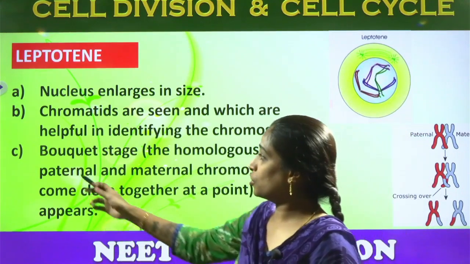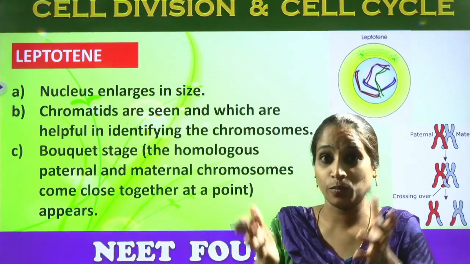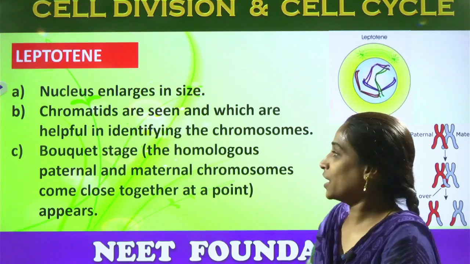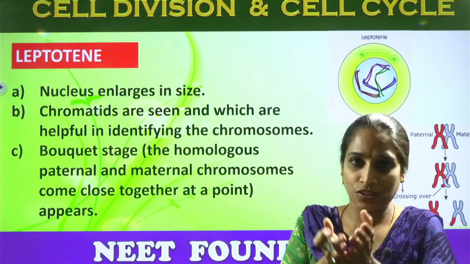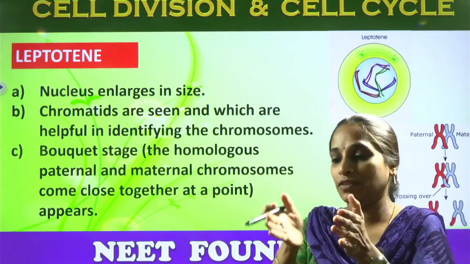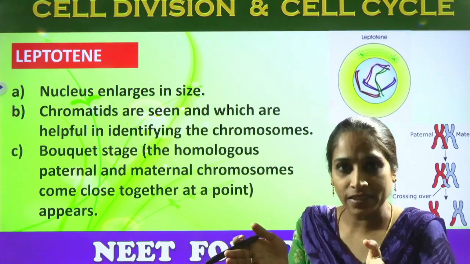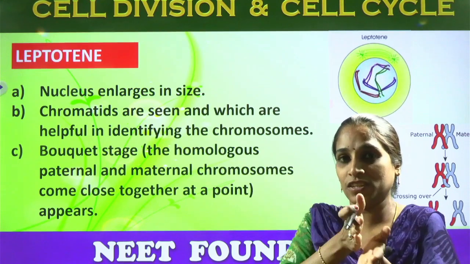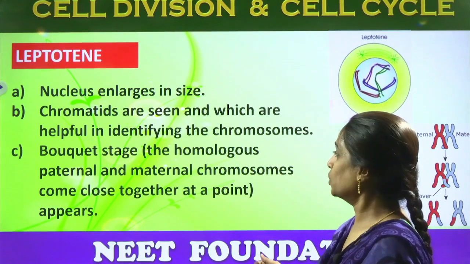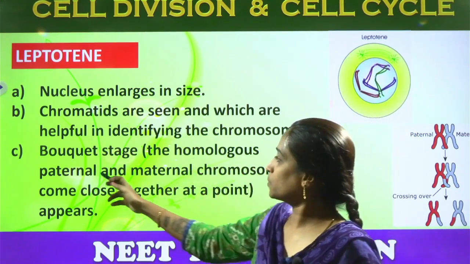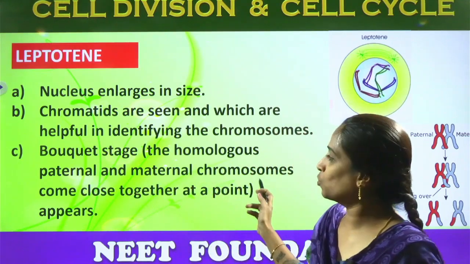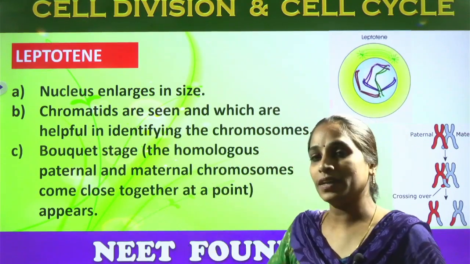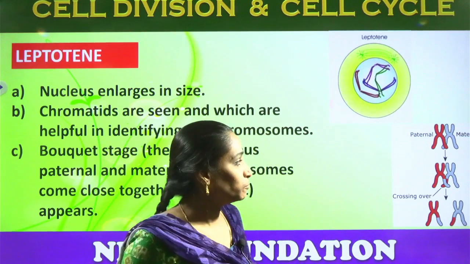So this stage is also called the bouquet stage, it seems. Bouquet stage is nothing but a kind of crossing over stage. The chromosomes which we get from the paternal and the maternal sides will be ready to exchange, join together and exchange the materials from one to another. The homologous paternal and maternal chromosomes come close together at a particular point.